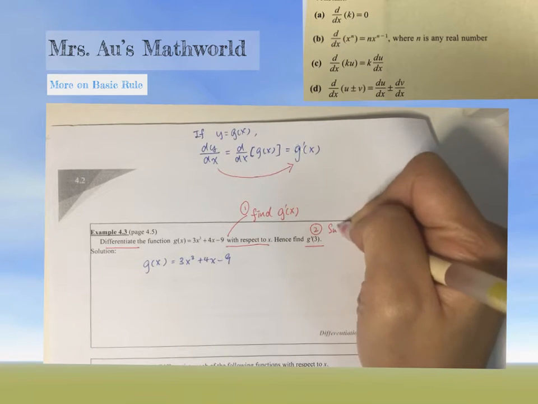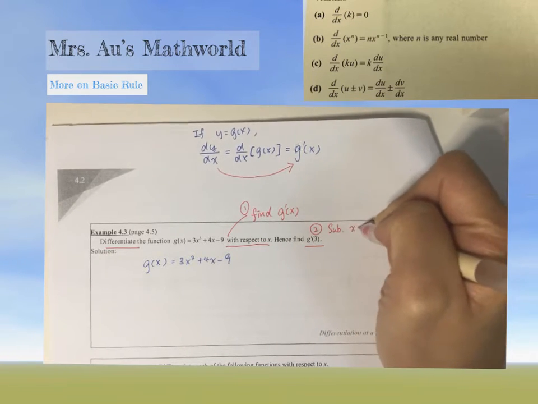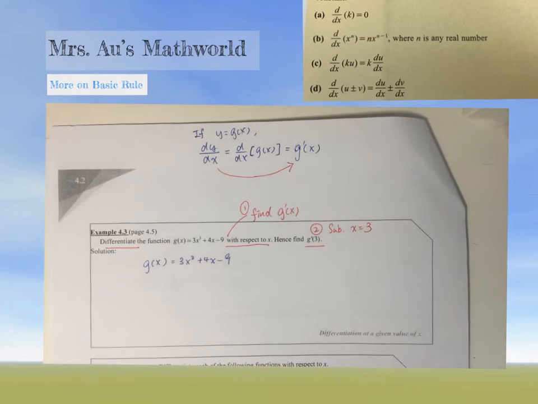And after that, we can substitute a value to find the particular values. With respect to x means x is the variable. It's called with respect to x, so other things are considered as constant. So let's continue to see how to differentiate the function, and after that we substitute x equals 3 to find the derivative when x equals 3.